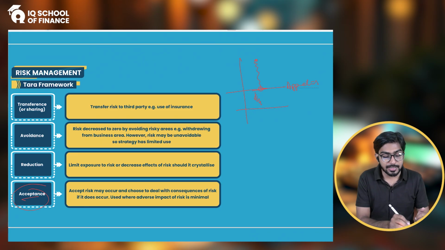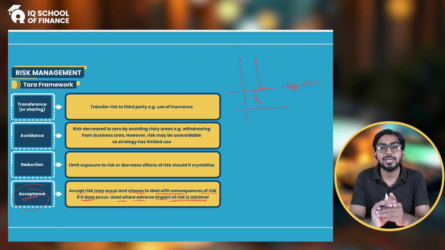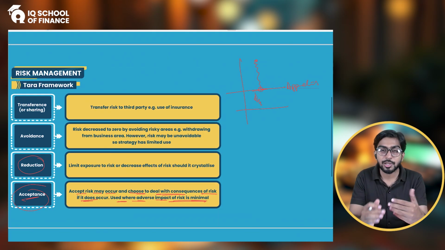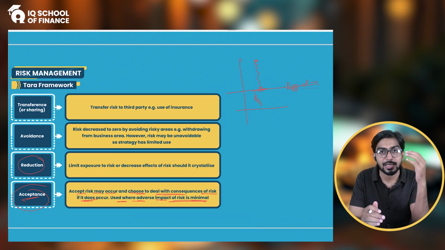And then acceptance means accepting the risk which may occur and choosing to deal with the consequences if it does occur, used where the adverse impact of the risk is minimal. So accepting is the strategy in two options. Either you reduce the risk to the acceptable level, and below the acceptable level the remaining risk, you accept.